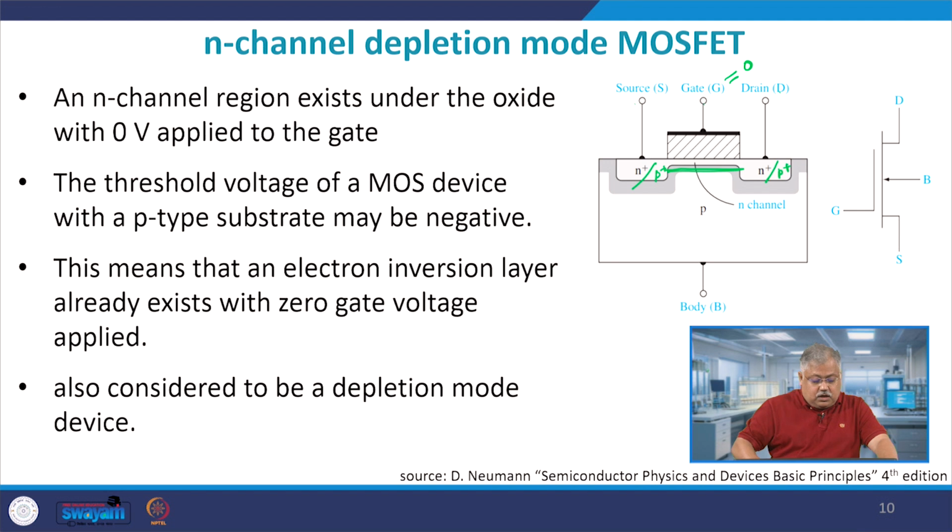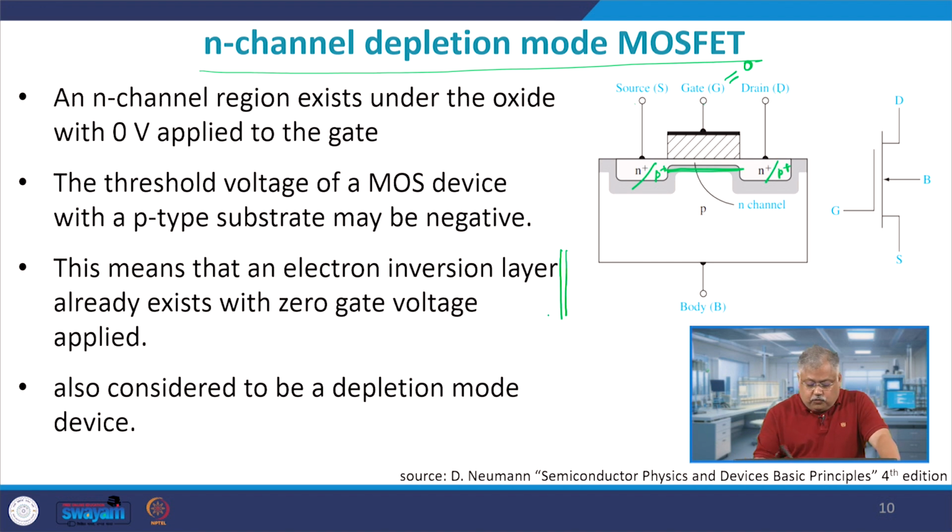The electron inversion layer already exists at 0 gate voltage, and you have to put a negative gate bias in order to remove the channel and form a depletion layer there. This is basically my N-channel depletion mode MOSFET, right? In most cases, we don't use the N-channel depletion mode MOSFET. We prefer the enhancement mode MOSFET.